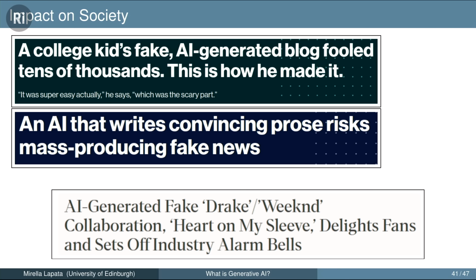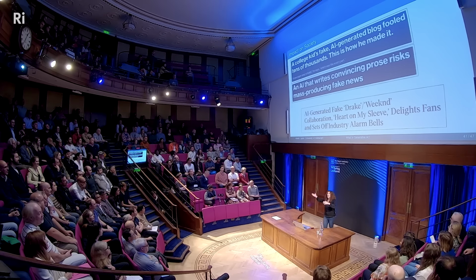Creating fakes. So these are all documented cases in the news. A college kid wrote this blog, which apparently fooled everybody, using ChatGPT. They can produce fake news, and this is a song. How many of you know this? I know I said I'm going to be focusing on text, but the same technology you can use on audio, and this is a well-documented case where somebody, unknown, created this song, and it supposedly was a collaboration between Drake and The Weeknd. Do people know who these are? They are very good Canadian rappers, and they're not so bad.